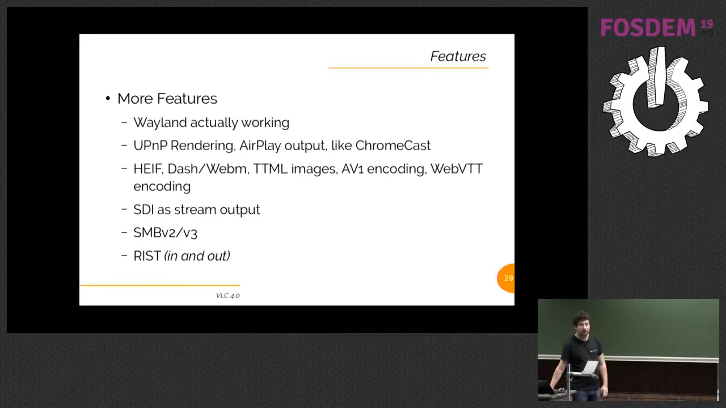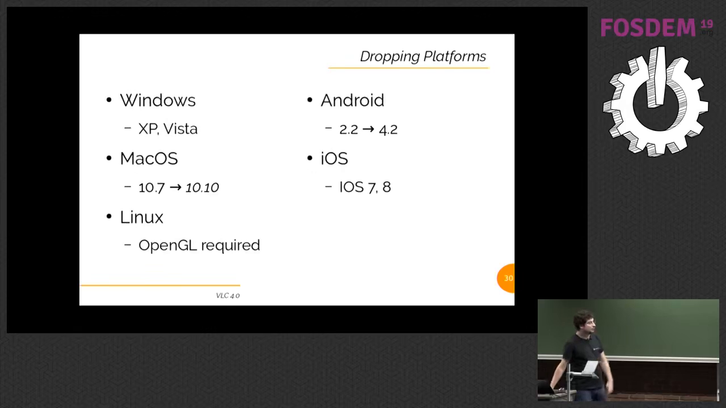On Android? SMB? Yes, and iOS. And I promised that we were going to drop platforms. This is exactly what we did. So we are dropping XP and Vista. We are dropping macOS 10.7. I said that we would drop from 10.7 to 10.9. We're actually going to drop 10.10. Sorry for those who care.